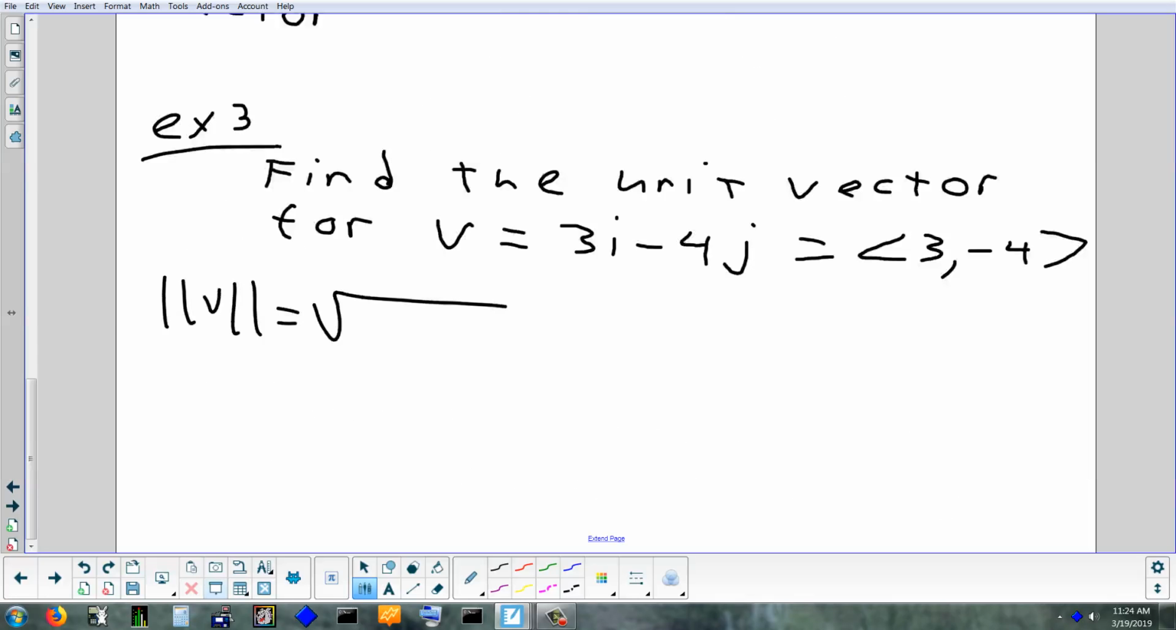So Blake, can you just set that up for me? It would be 3 squared plus 4 squared. 3 squared plus 4 squared. And if you do that out and take the square root, you're going to get a length of 5.